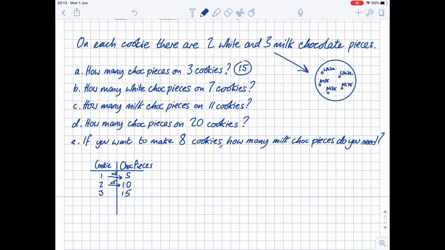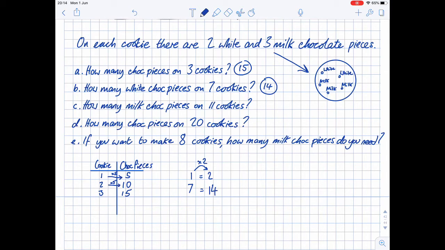Now, slightly different, isn't it, this one? How many white chocolate pieces on 7 cookies? Not how many chocolate pieces altogether. So I'd need to do a different table if I wanted to do it in a table form, but I'm just going to write it out for you. So 1 cookie was how many white chocolate pieces? It was 2, wasn't it? So to get across, all I'm doing is multiplying by 2. So on 7 cookies, it would be 7 times 2, which is 14. So there would be 14 white chocolate pieces on 7 cookies. That's why it's so important to read the question, because I was asking you for white, not total chocolate pieces.